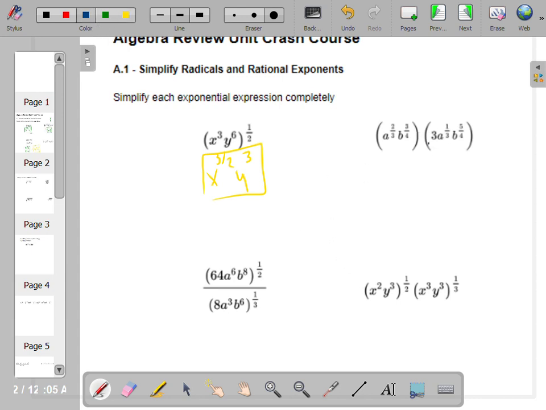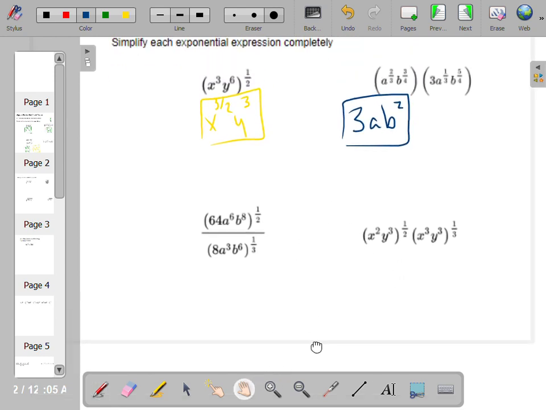Second one. First, look for coefficients. 3 is out front. 3 times 1 is 3. Fine. Then I have a to the 2/3 times a to the 1/3. So we're going to do 2/3 plus 1/3 and get 3/3. 3/3 is 1 whole. You don't really need to write that. Same game with b's. B to the 3/4 and b to the 5/4. If you have 3/4 and you add 5/4, then you have 8/4, which is 2 whole. 3ab squared.